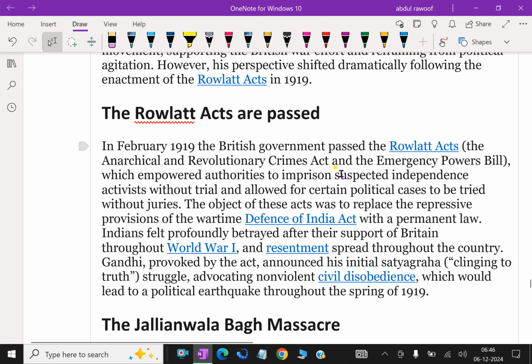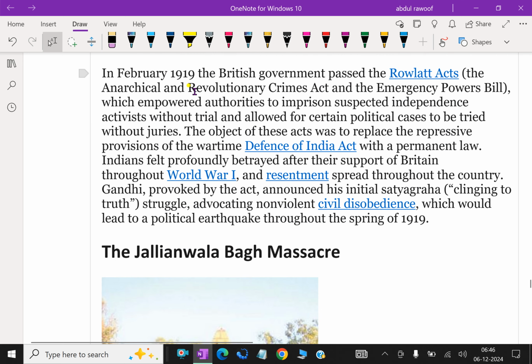Next, the Rowlatt Act is passed. In February 1919, the British government passed the Rowlatt Act, the Anarchical and Revolutionary Crimes Act, and the Emergency Powers Bill, which empowered authorities to imprison suspected independence activists without trial and allowed for certain political cases to be tried without juries.